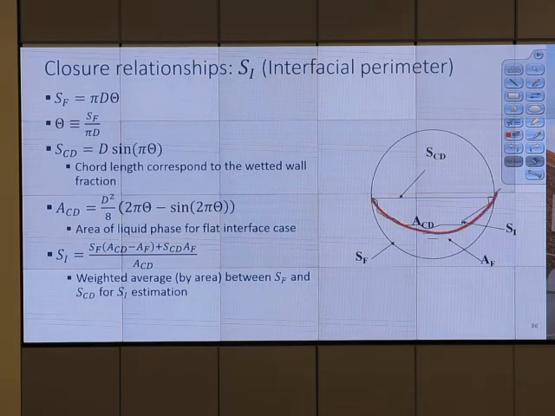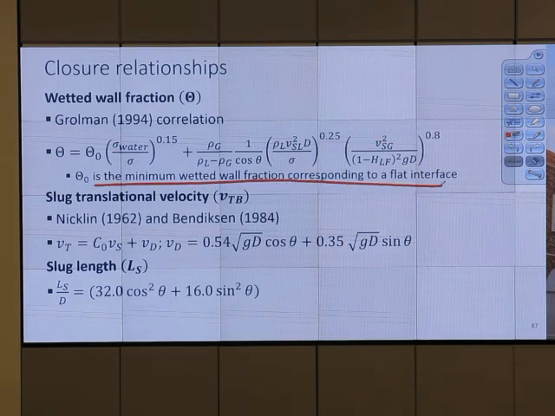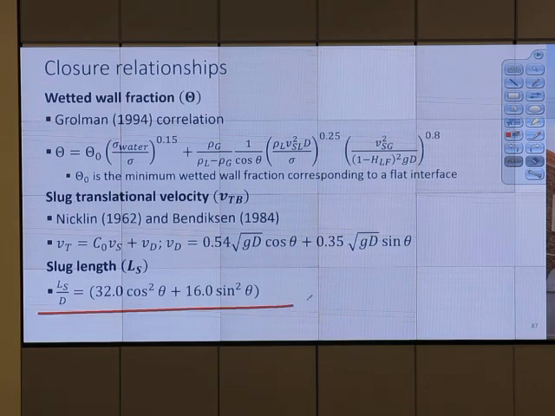So it's a curve. Then they have a formula. Okay? They didn't assume that it's flat. For wetted ball fraction, there's a correlation to calculate it based on VSL, VSG. Okay? Wetted ball fraction corresponding to the flat interface. Same closure relationship for VTB, slug length. So this time it is 32 and 16.